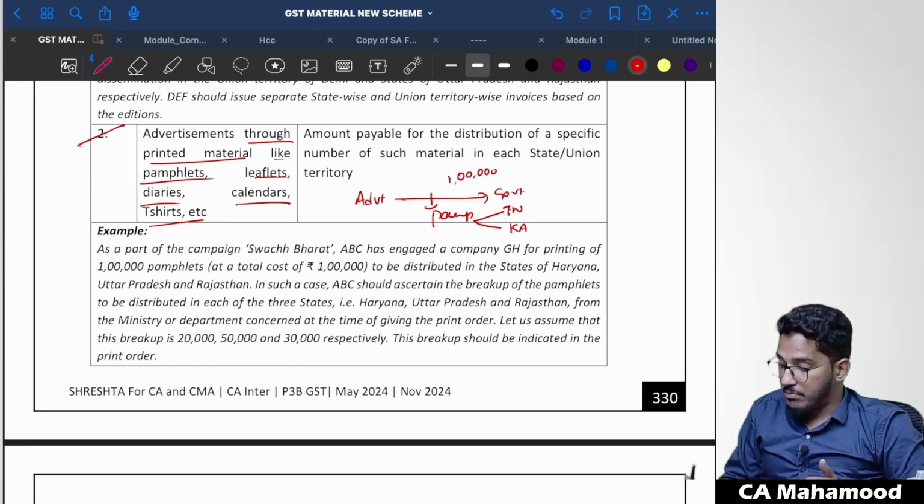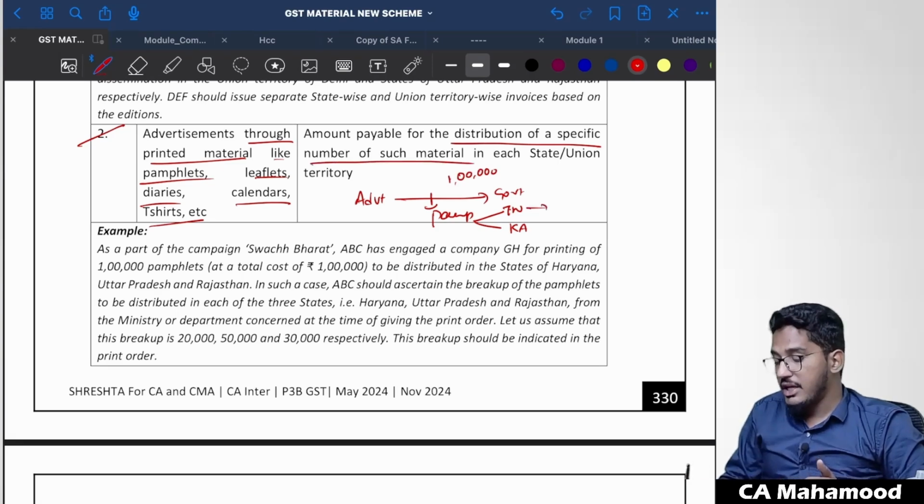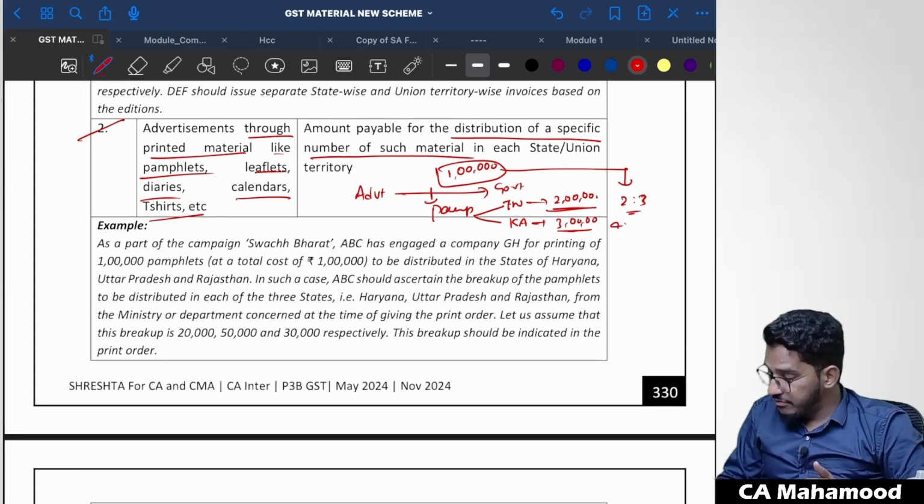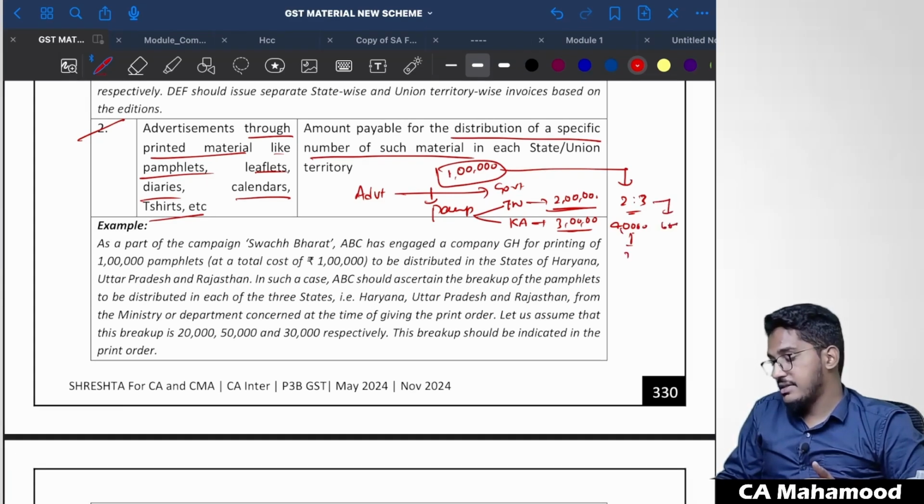On the basis of the specific number of such material. For example, in Telangana state, 2 lakh pamphlets are distributed. In Karnataka, 3 lakh pamphlets are distributed. So the number of pamphlets distributed is in the ratio of 2:3. So this entire amount has to be divided in the ratio of 2:3. If you divide it, how much will be the value? Here it will be 4 lakh rupees. For this 4 lakh, the place of supply will be Tamil Nadu. For the balance of 6 lakh rupees, the place of supply is going to be Karnataka.